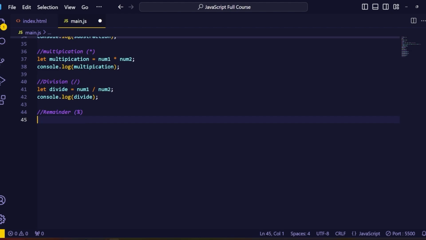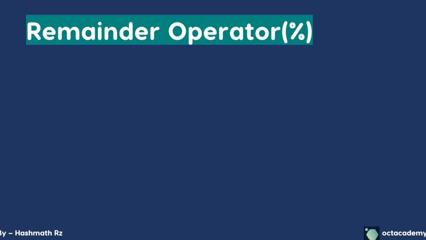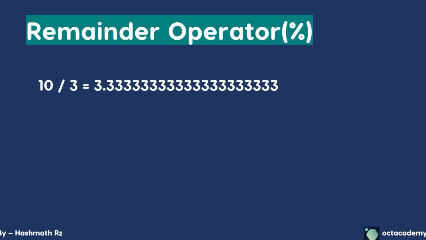Wait guys, this is not what you are thinking. This is not the percentage calculation operator like other operators. This is a bit different. Actually, this remainder operator will return the remain value after division. Think if we divide 10 by 3, what will be the answer?